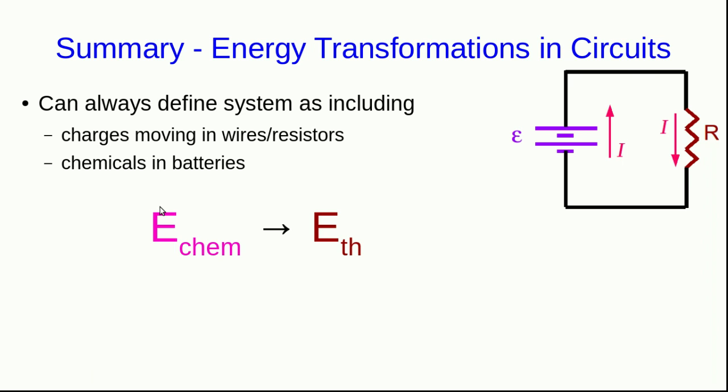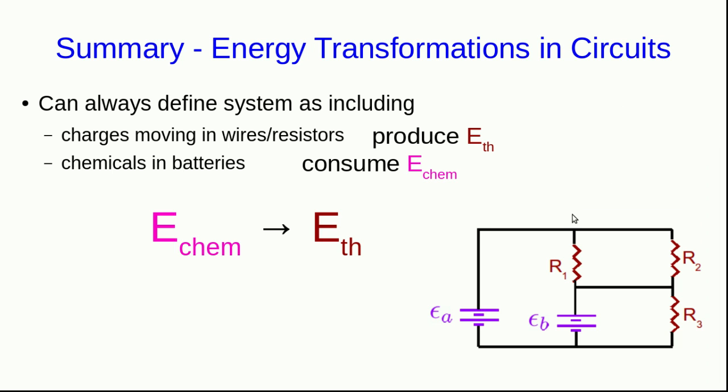We can always think of a circuit as a system which includes the charges moving in the wires in the resistors and the chemicals in the battery. And wherever charges move through resistors, there's production of thermal energy, and wherever charge moves forward through a battery, there is a consumption of chemical energy. If charge moves backwards through a battery, then if the battery is rechargeable, chemical energy will be produced. But the main thing that happens when current runs backwards through a battery is just more production of thermal energy.